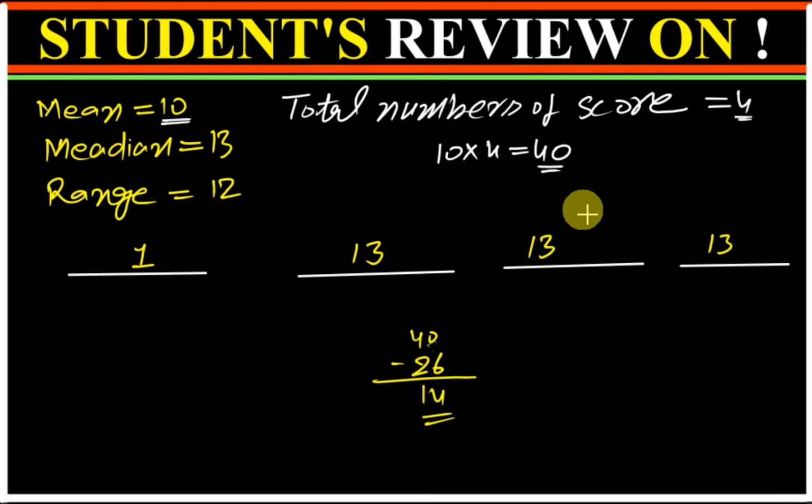So these 4 scores should be 1, 13, 13, 13. In 3 games the score should be 13, and in one game it should be 1. In that case, if you see, the mean will be 10. If you add all together, 39 plus 1 is 40, divided by 4, you will get 10. Median, the middle one, the average of these two will be 13. And range, the highest minus lowest, is 12. So one question was like this.